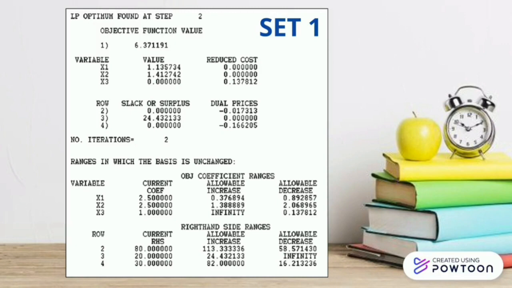X2, which is fried chicken, can increase the price by RM1.40, becomes RM3.90, and we also can lower the price by RM2.10, becomes 40 cents. For the X3, which is curry puff, we can increase the price by any amount that we want as the data is infinity. And we also can lower the price by 10 cents, becomes the new price 90 cents.